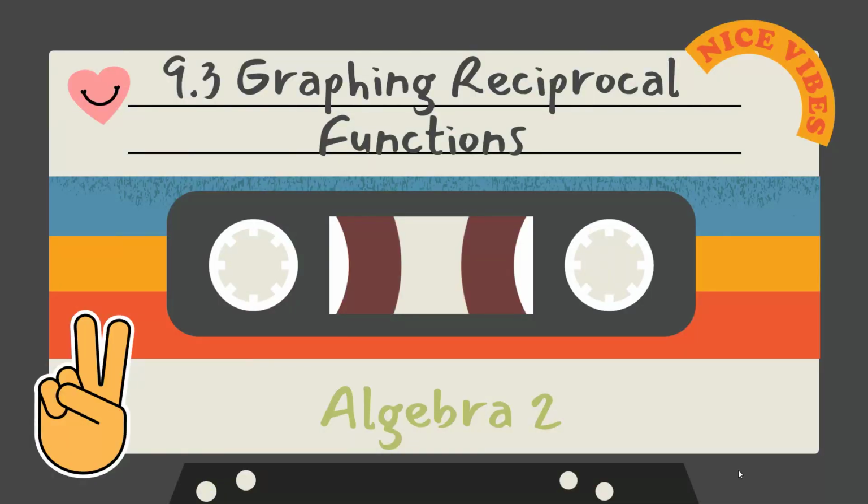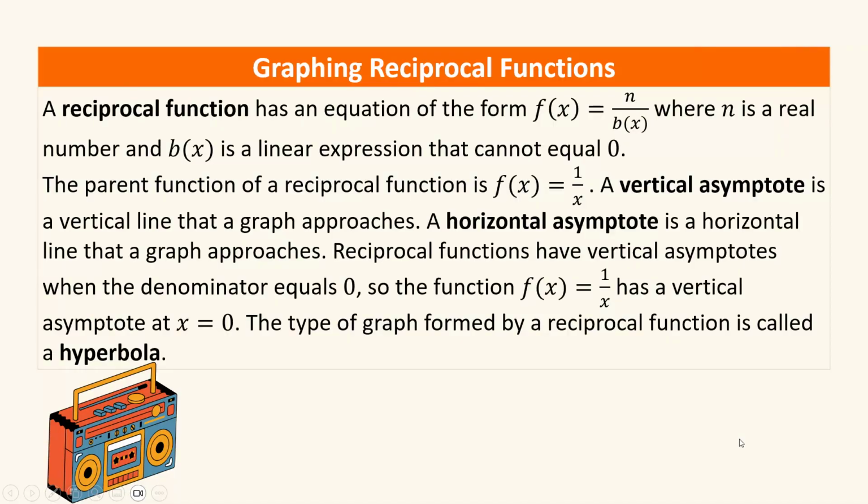Today we are graphing reciprocal functions. A reciprocal function has an equation of the form f(x) = n / b(x), where n is a real number and b(x) is a linear expression that cannot equal 0. The parent function of a reciprocal function is f(x) = 1/x.